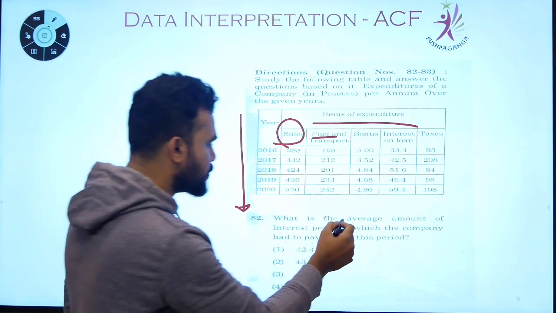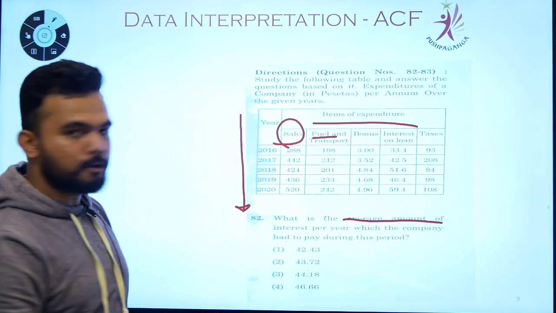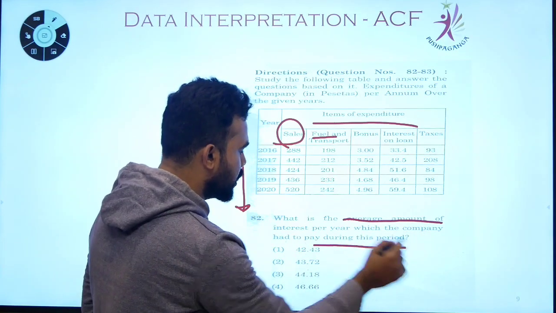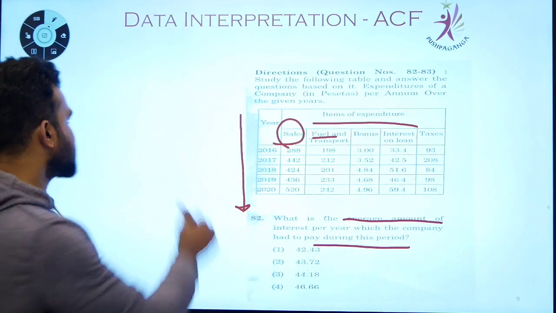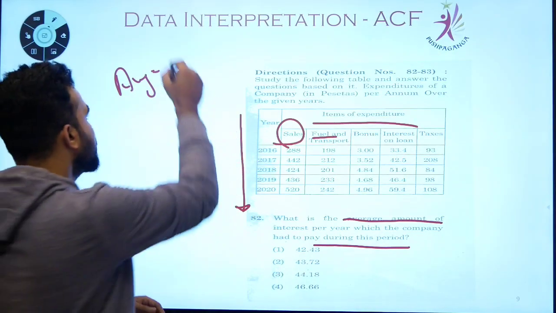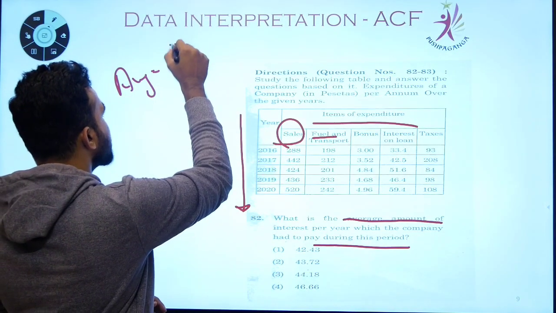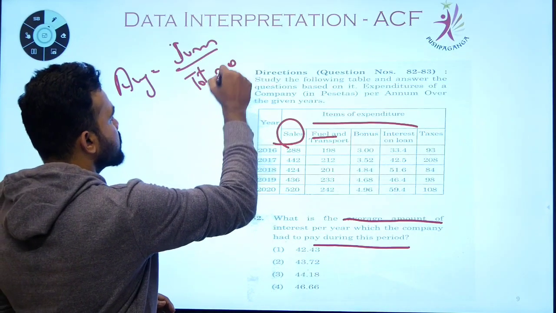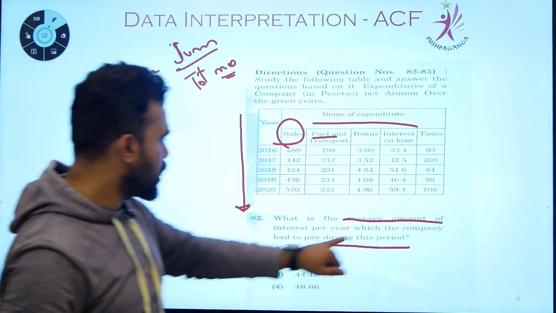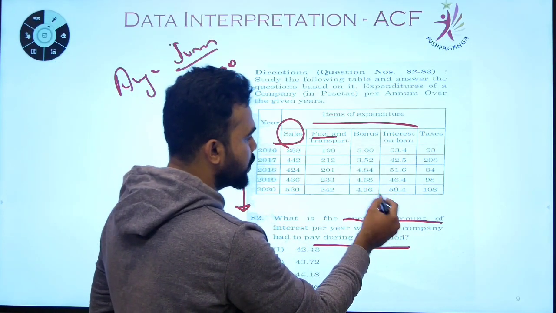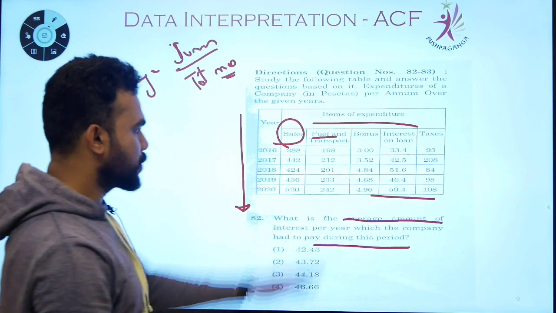What is the average amount of interest per year which the company had to pay during this period? Again the question is based on average. When we need to calculate the average, we go with the total sum divided by the total numbers. So we need to calculate the average amount of interest the company pays per year. For the interest on loans we need to calculate the average.